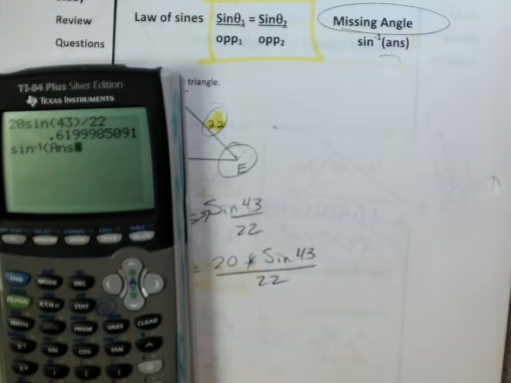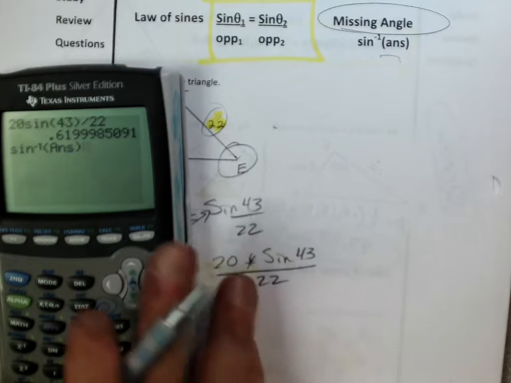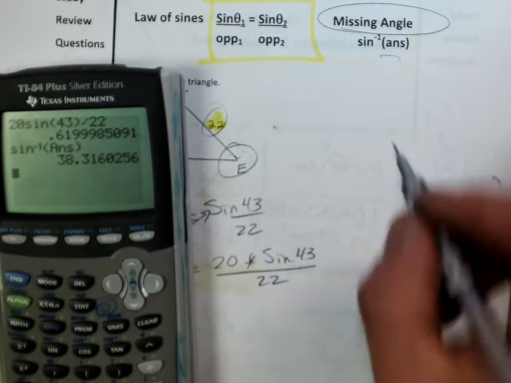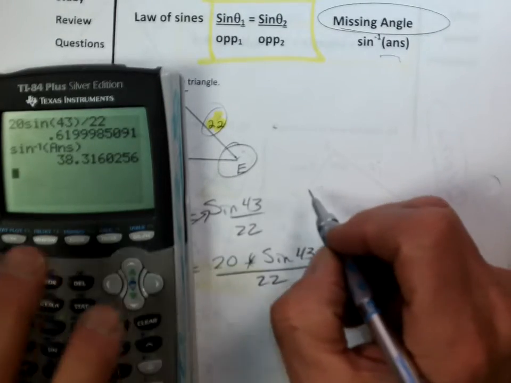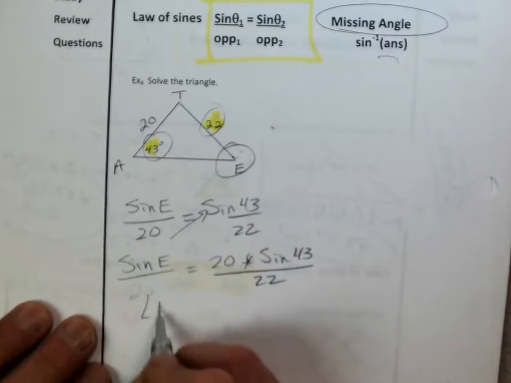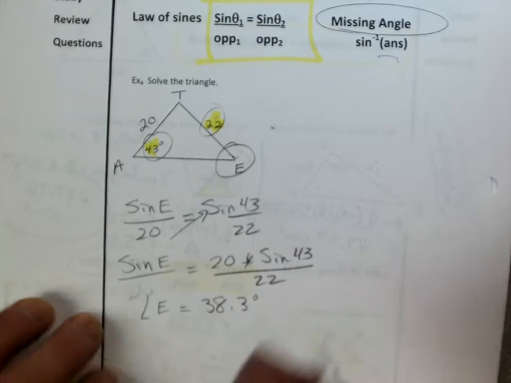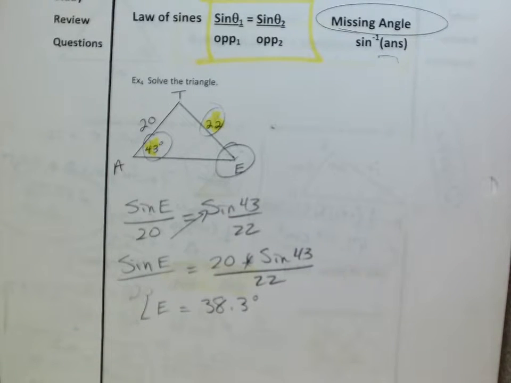You guys know where the answer button is? Because I don't want to retype all this, right? Here's the answer button. It's right by the negative. It's in blue. See the negative? When I use the answer button, it just puts that number right there. Does that make sense? I get about 38.3. So angle E is about 38.3 degrees. Now that answer makes sense. It's an angle, right?